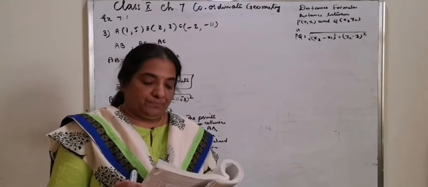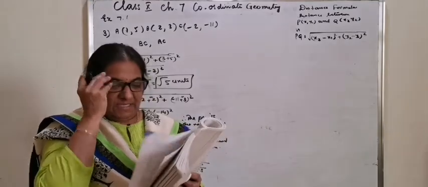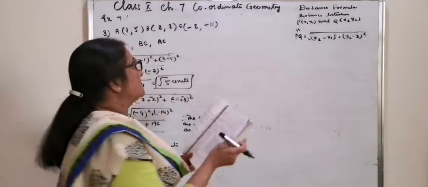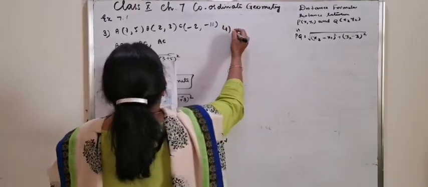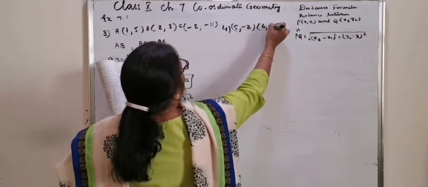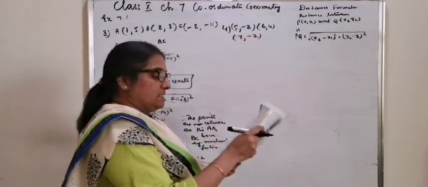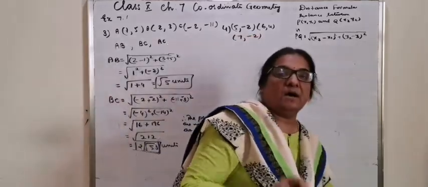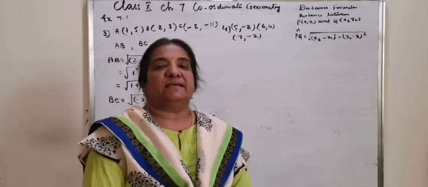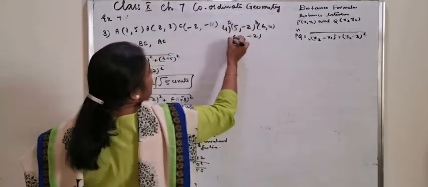Question number 4. Check whether (5, -2), (6, 4) and (7, -2) are the vertices of an isosceles triangle. How do you know that a triangle is isosceles? If any two sides are equal. Now call them A, B, C.